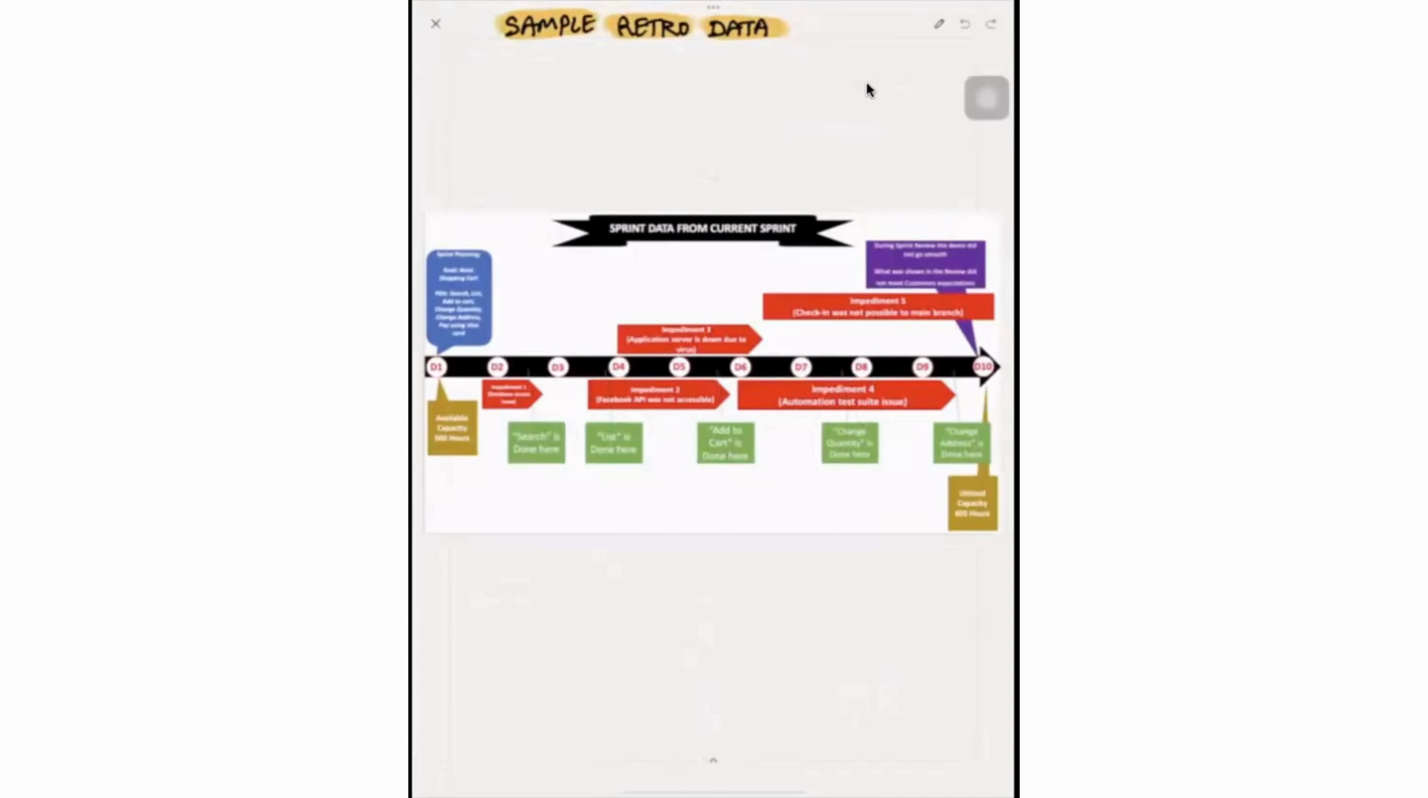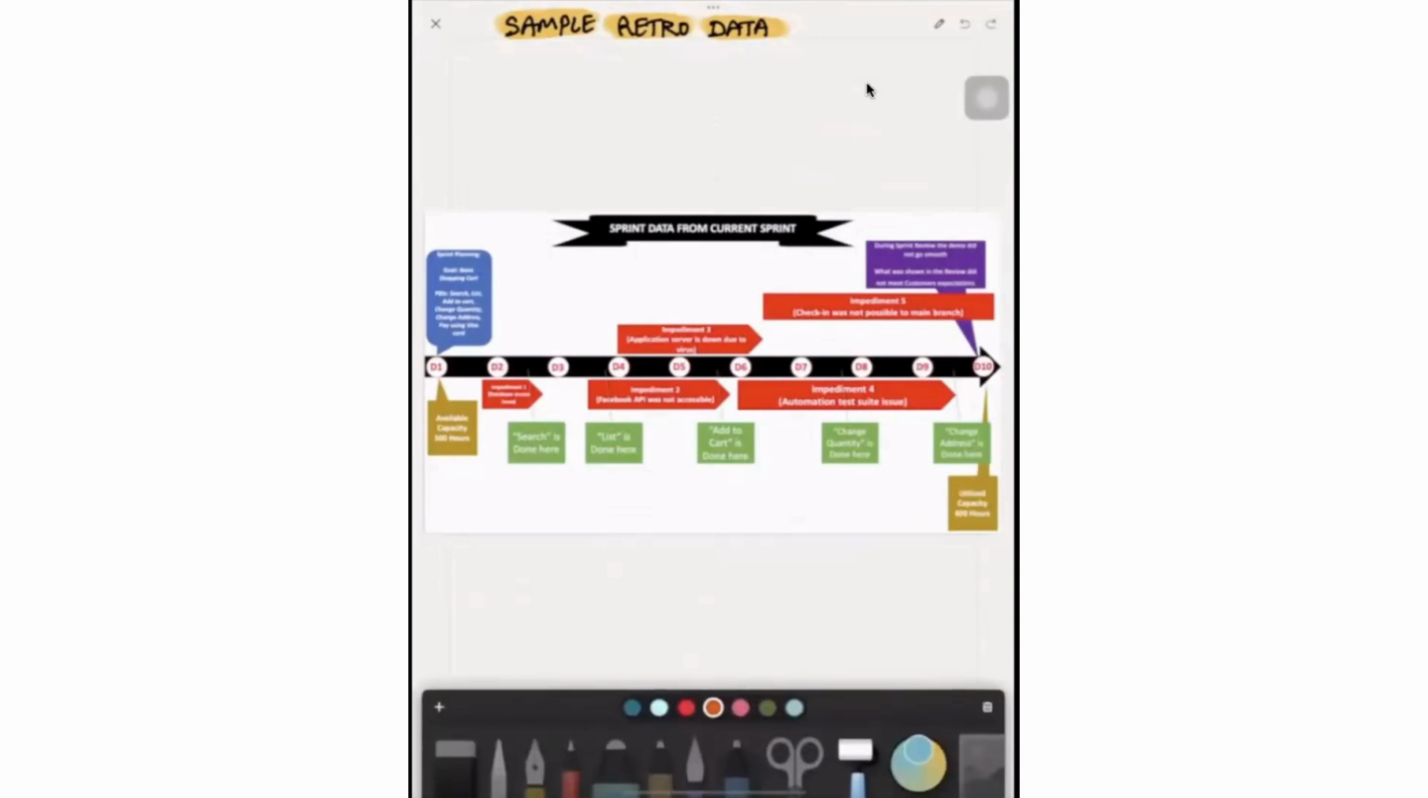So, a sample retrospective data. Usually that input information will be captured by the Scrum Master by taking the information from different tools like Jira or any other tools you are using in the team. When I was working as a Scrum Master, I used to follow this approach.